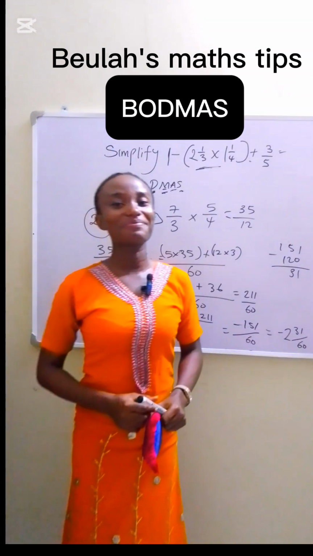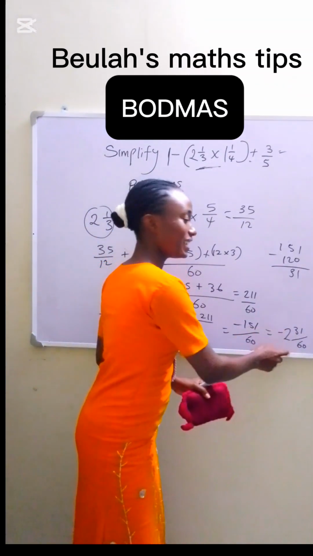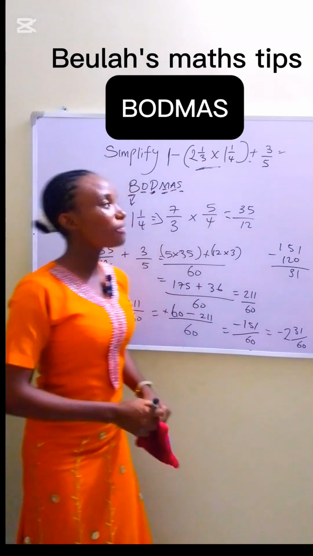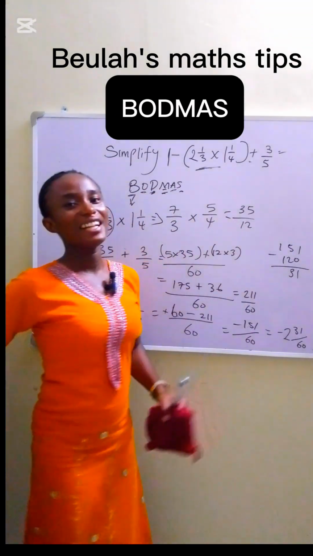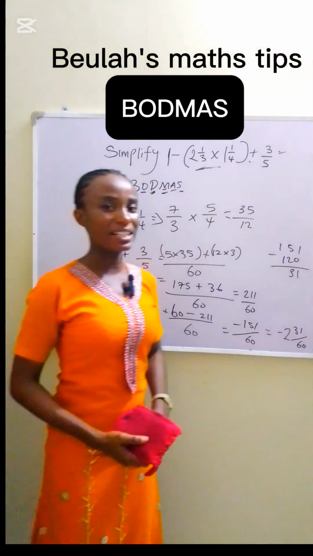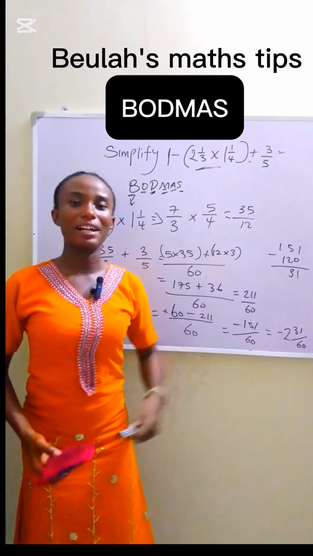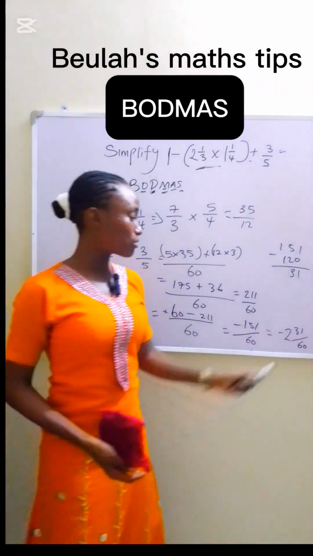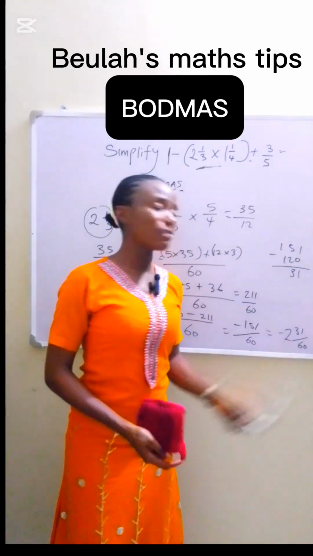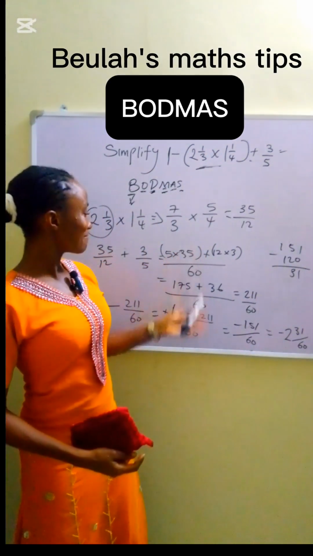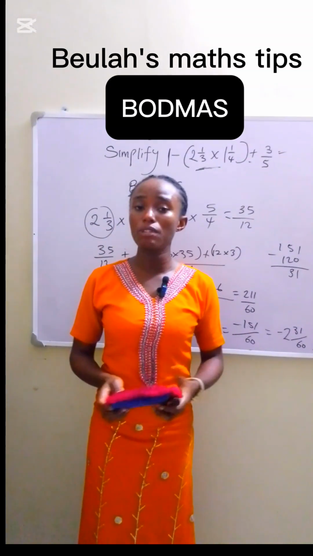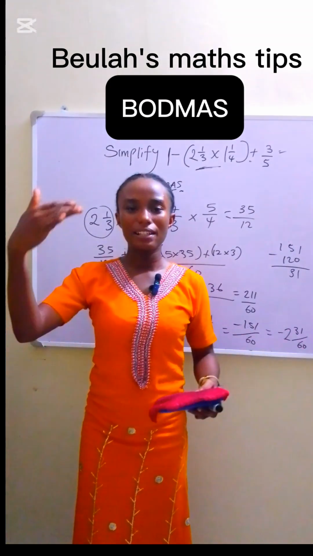And this is where we come to the end of this question. And this was a JAM question. I saw it in JAM maths a few years back. And this is the answer: minus 2 whole number 31 over 60. You're done.